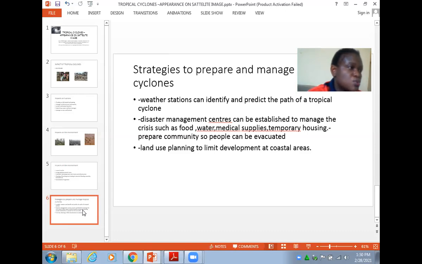Remember, it also destroys people's homes. And if we have these disaster management places, then we can also prepare evacuations in time so that we can save lives. Land use planning should also be implemented. In terms of land use planning, it means that we must limit development at our coastal areas, especially if we know that a particular coastal area can be damaged by tropical cyclones in future. So if we limit development at coastal areas, we are also limiting infrastructural damage and trying to save lives within those areas.